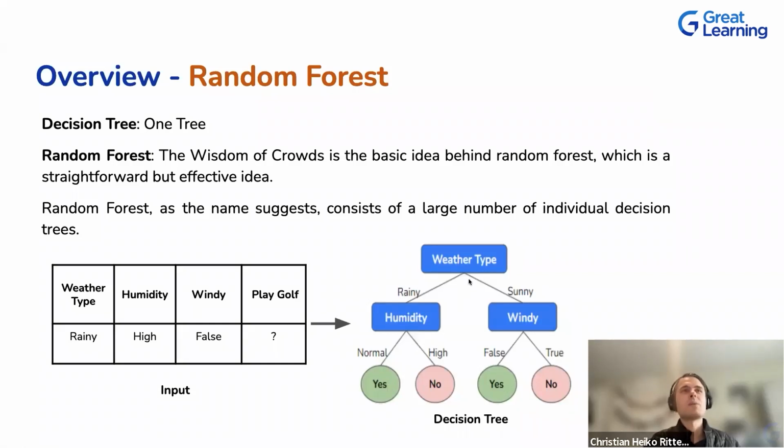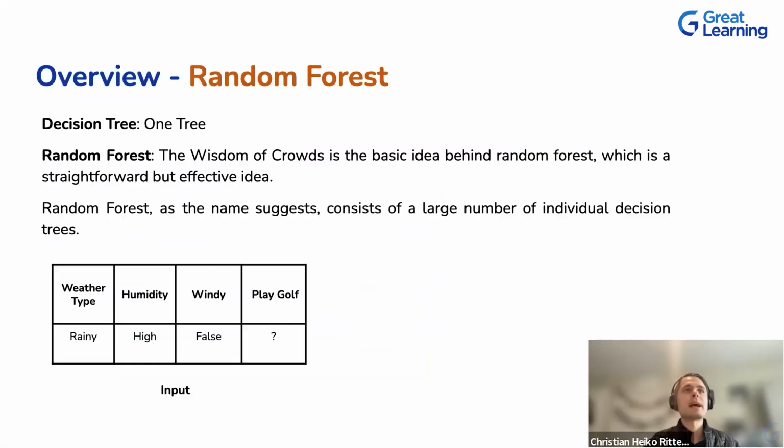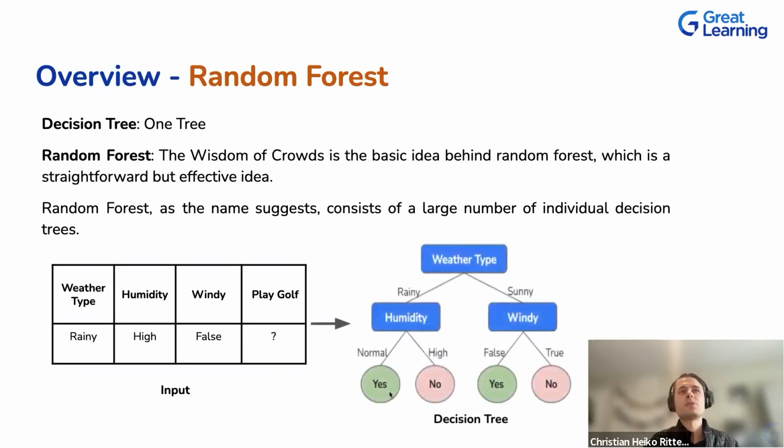You see here we have similar variables, but the outcomes have changed. Actually, this is a decision tree where we didn't want to predict, let's say, the golf playing hours, but instead we wanted to predict if it's worth playing golf or not, or if somebody will play golf or not.